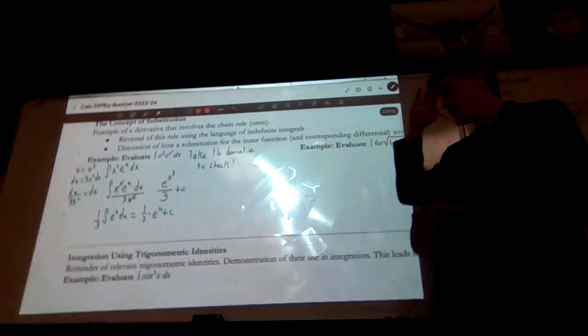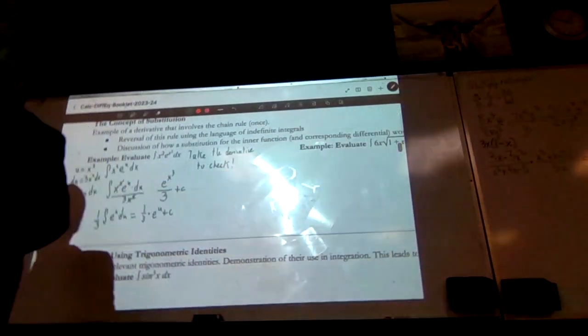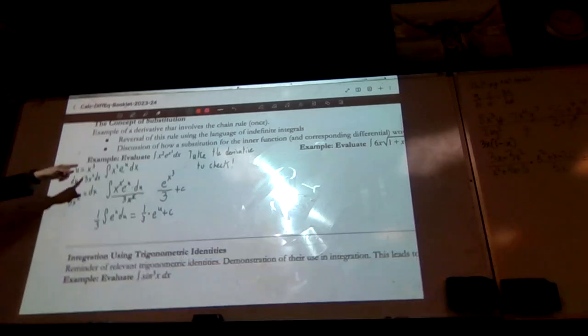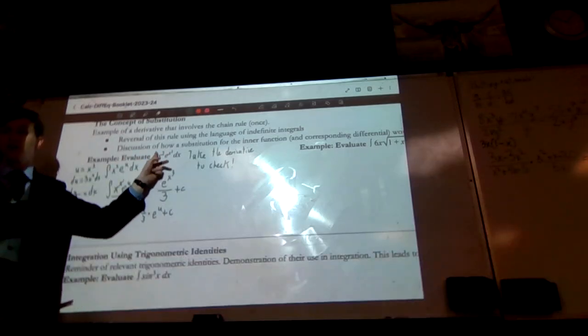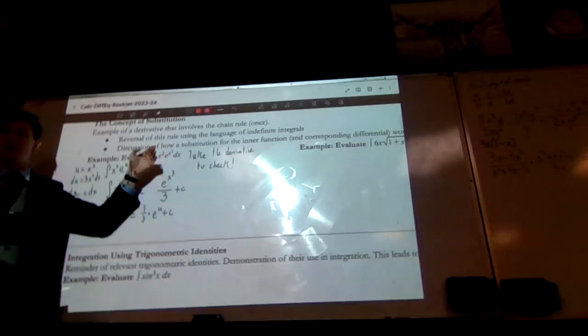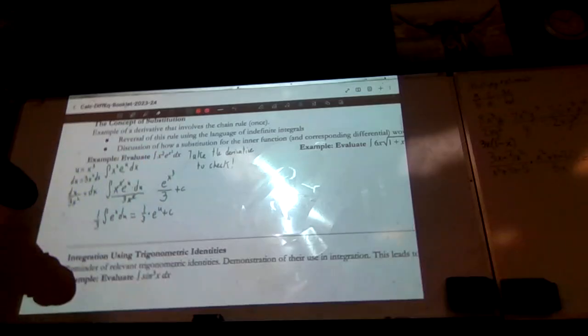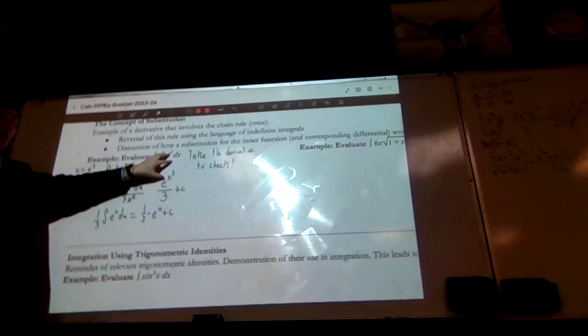Okay? So as you can see, it's very similar to how we do the chain rule. Identify the inner function. You have to look at this and say, what would I call my inner function? Definitely the x cubed. So that's what I'm going to replace. But you also have to look and see, what do I want to get rid of?